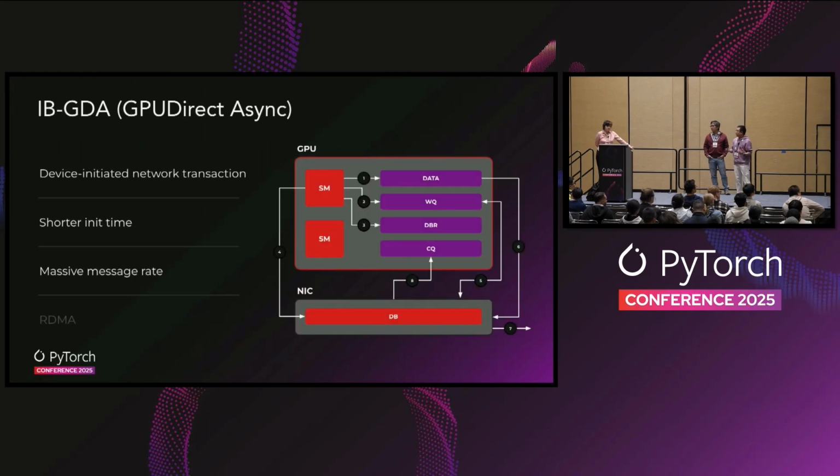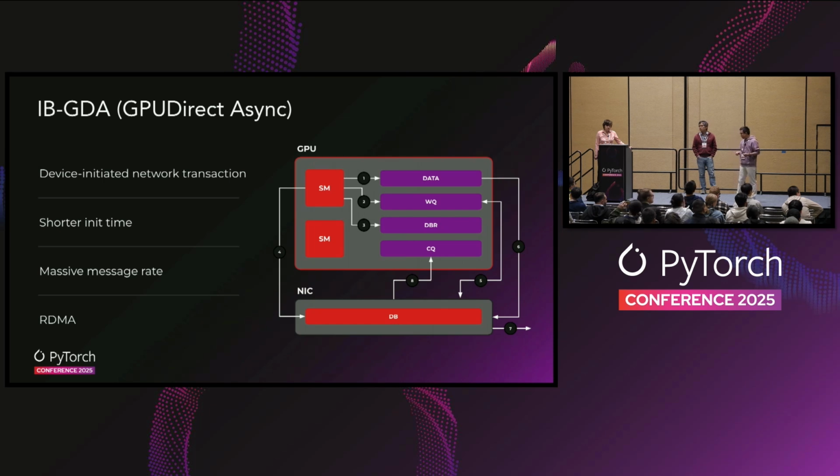NVIDIA has this great library called IBGDA, which essentially allows the GPU to directly initiate network transactions with the NIC. And thus, it has much shorter initialization time. Also, as we know, a CUDA block has many threads, so that we can prepare all the messages together concurrently and have a massive number of threads pumping messages into the network pipe. This helps improve the ramp up of the network bandwidth. And lastly, RDMA is the core mechanism that allows the NIC to access the memory space of a remote node.